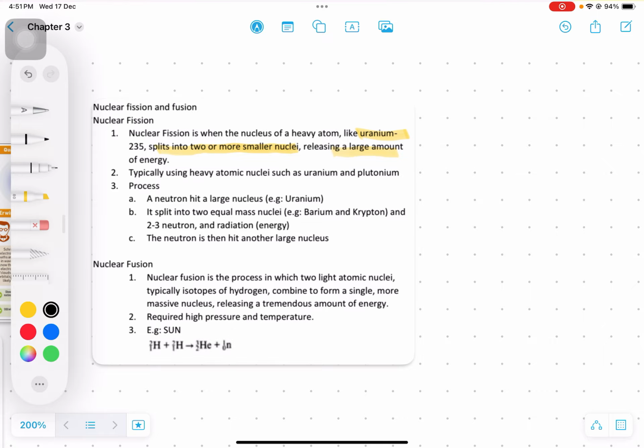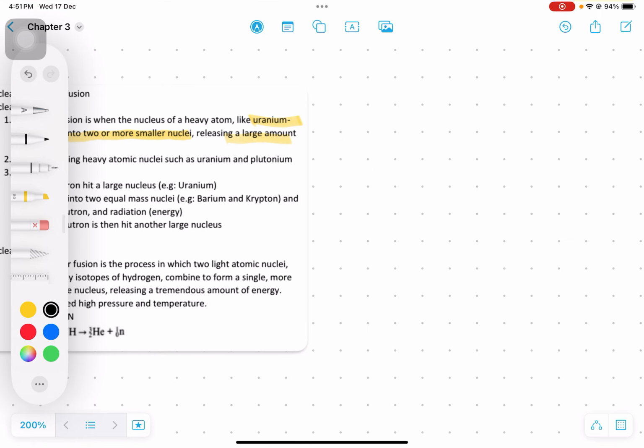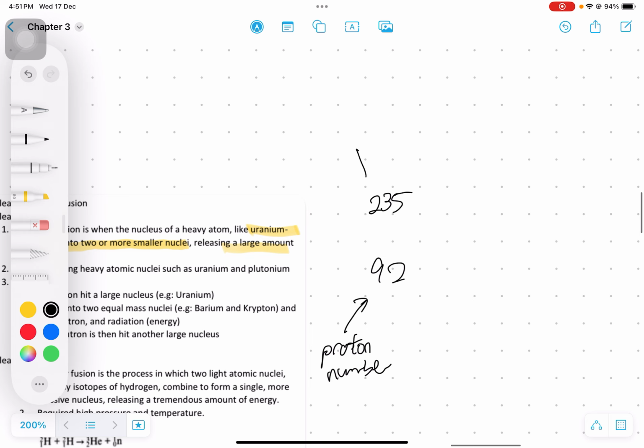For example, uranium-235. This is the mass number, and below it is the proton number. The mass number is the number of protons plus the number of neutrons, so proton plus neutron gives the mass number. It's much easier. Or we call it the nucleon number. So this is uranium-235.